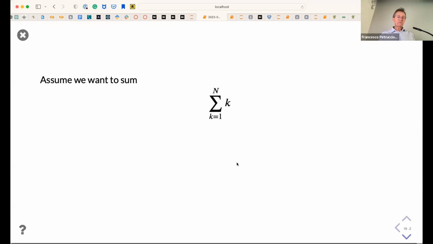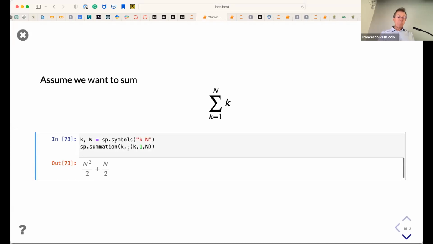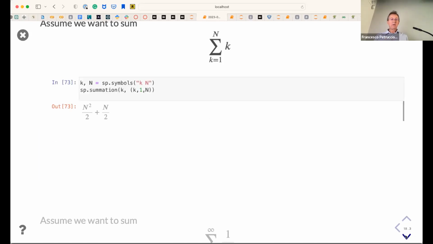And for instance, a typical example was the sum for k equal 1 to n of k, and you just write it as the summation of k for k from 1 to n, and bang, you get the result. That's very easy.